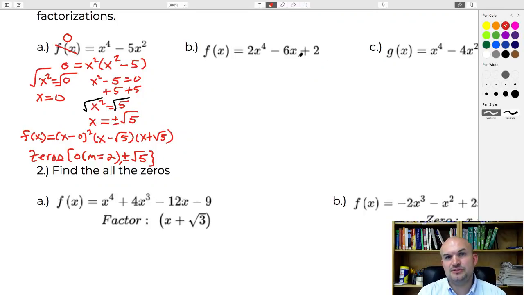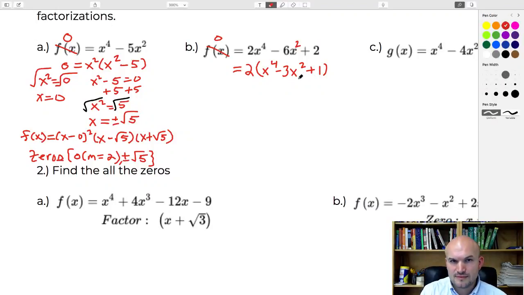All right, next example. You can see I can factor out a 2, so that's going to be the first thing I'm going to do. So I'll just replace this equal to 0. And by factoring out a 2 here, oops, I must have made a mistake. That should be a squared. So by factoring out a 2, that's going to be x to the 4th minus 3x squared plus 1.